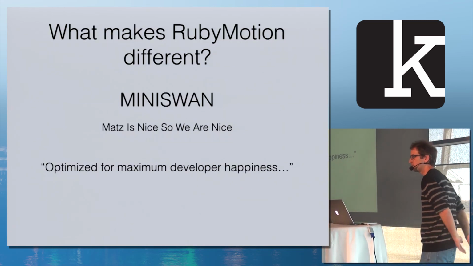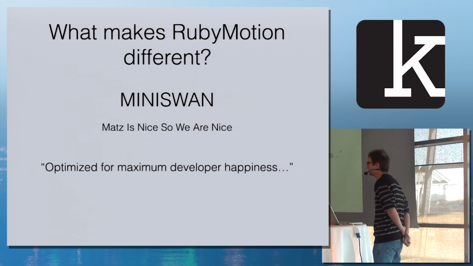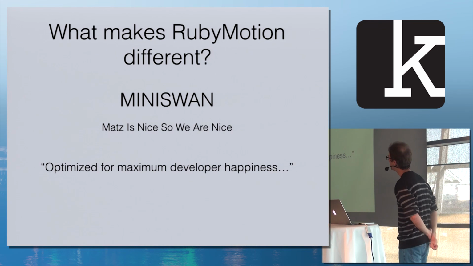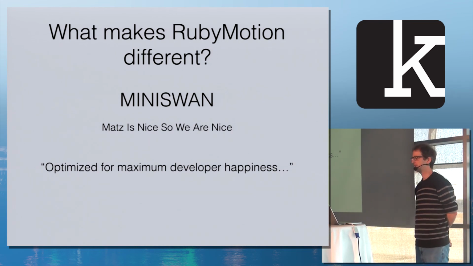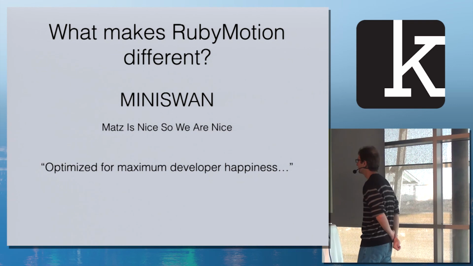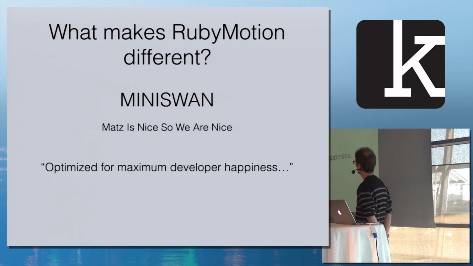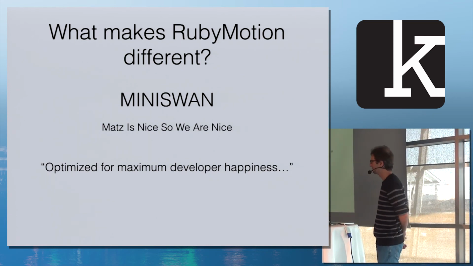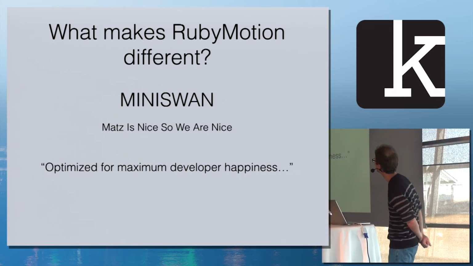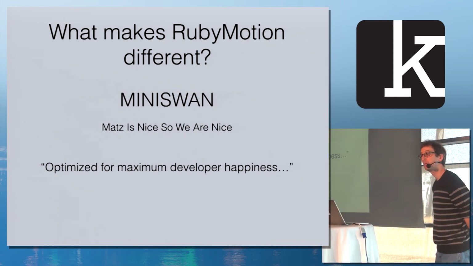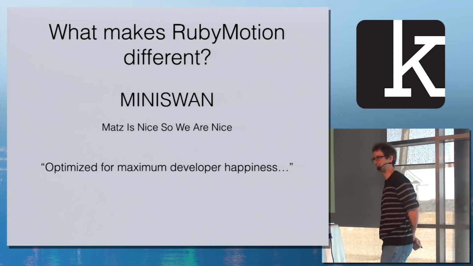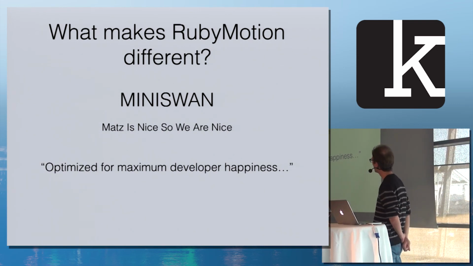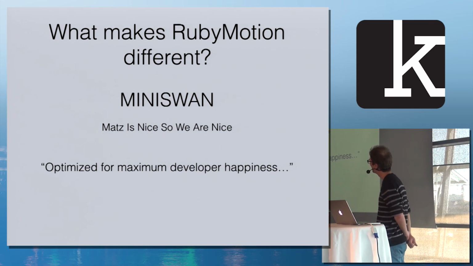So what is it that makes RubyMotion different, right? What is it that allows RubyMotion to preserve that sense of fun? Well, if you've been around Ruby as a language, you may have heard this term MINASWAN, right? It's an acronym for Matz is nice, so we are nice. Matz is the creator of the Ruby language, and I'm horribly mispronouncing his name. Apologies. But if you've ever met him in person, he is an exceedingly nice guy. And so, we try and hope that some of that rubs off on the community.